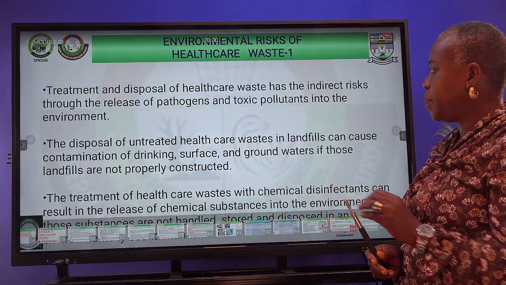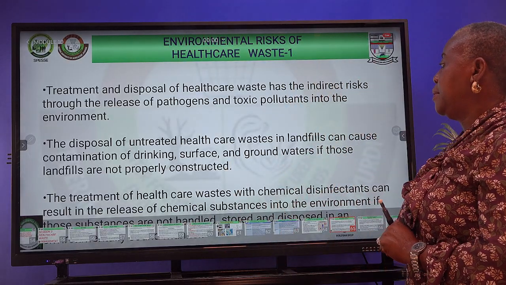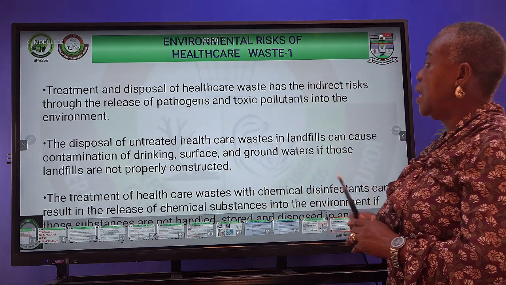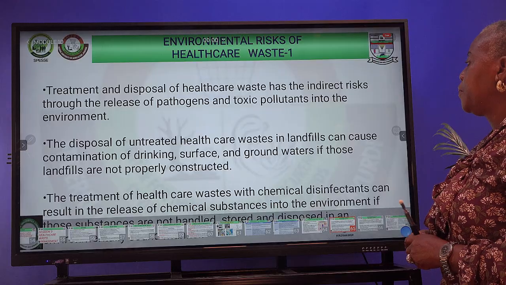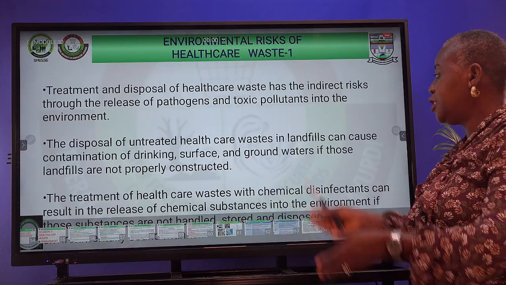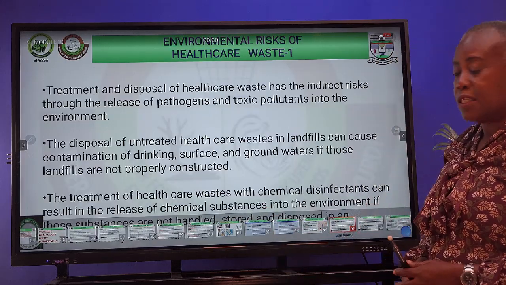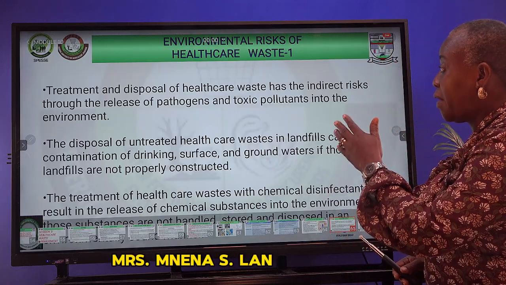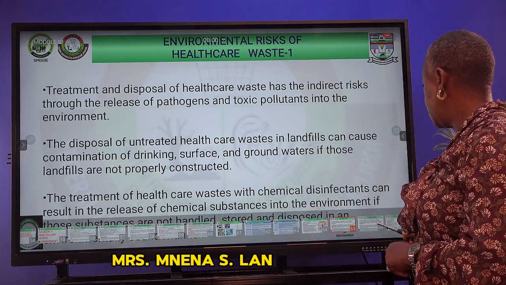Healthcare waste, if not treated properly and dumped in landfills, can cause contamination of surface water or groundwater. If not properly disposed and oftentimes burnt in the oven, it can produce toxic pollutants into the environment. And some chemicals from the healthcare waste can leach into the environment and affect environmental organisms that are needed for maybe agricultural activities and all of it. So there are environmental problems from healthcare waste if it is not properly disposed.